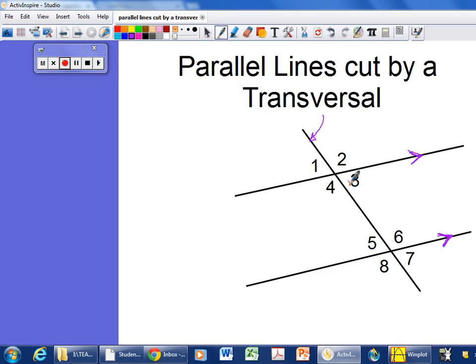We still have linear pairs, so 1 and 2 form a linear pair, 2 and 3 form a linear pair. They're supplementary. So all this stuff still applies that we've had before, only now we have 2 different groups of them. So when parallel lines are cut by a transversal, we get 5 different types of angles, and those are what we're going to be discussing today.